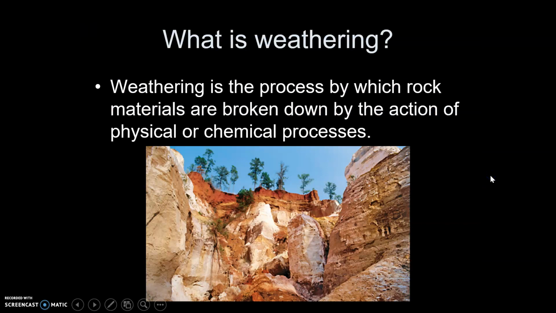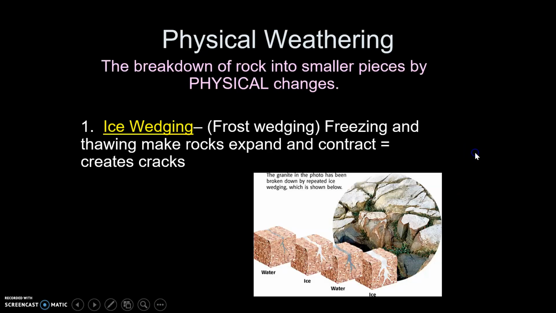So what is weathering? Well, weathering by definition is the process by which rock materials are broken down by the action of a physical or a chemical process. Physical often is also referred to as a mechanical process. So physical weathering is the breakdown of rock into smaller pieces by physical changes. There are different examples of physical weathering. Again, physical weathering is also referred to as mechanical weathering.